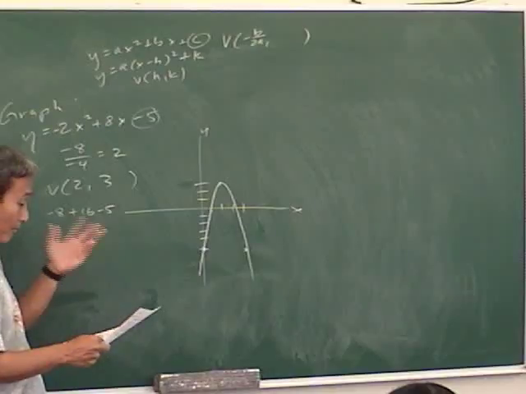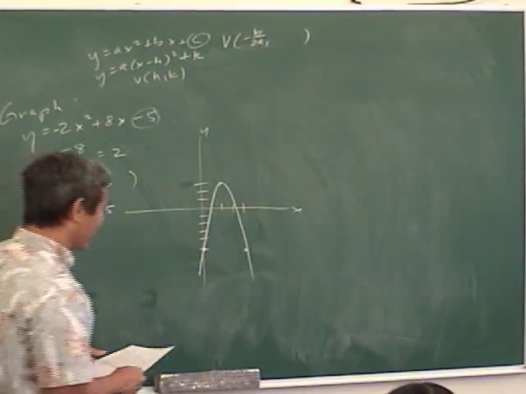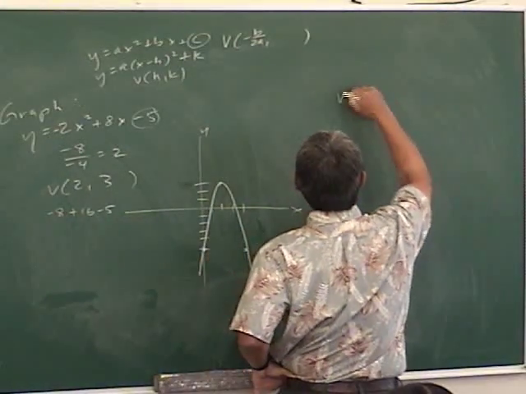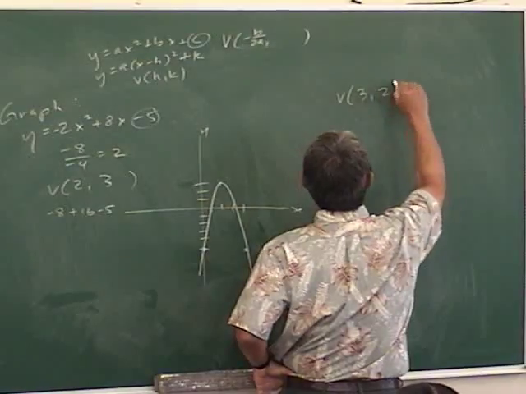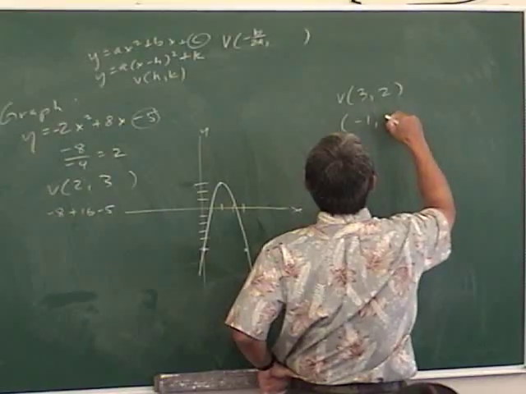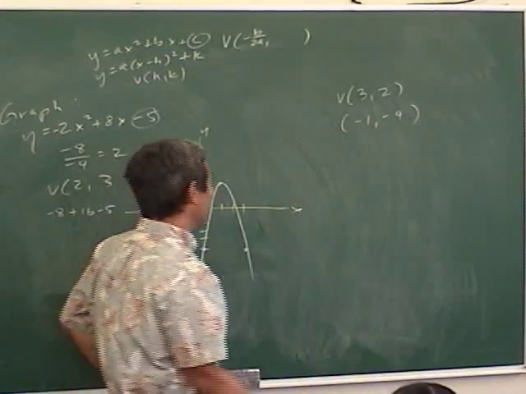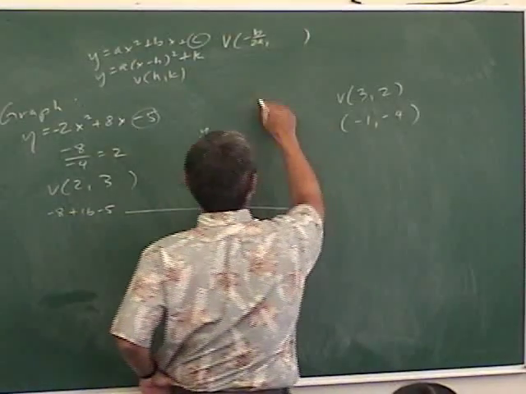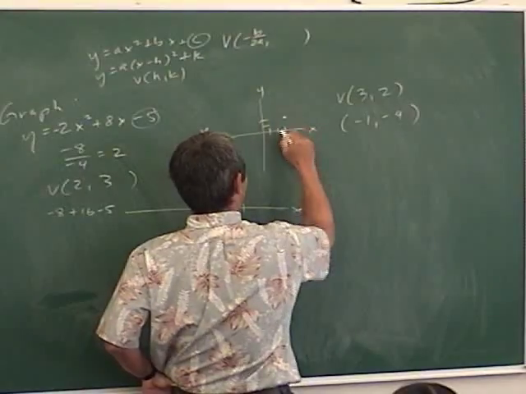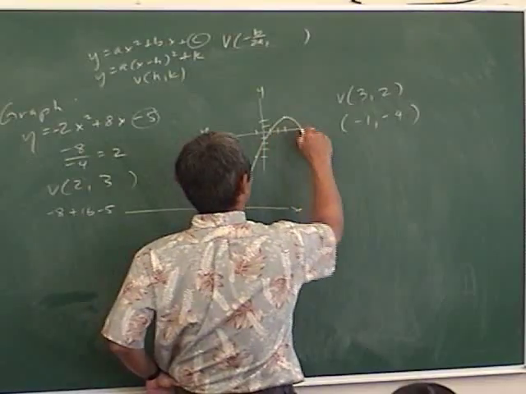Okay, and then pretty much the rest is you have to write an equation of a parabola if I give you some information. Here's a typical problem. Write the equation of a parabola with vertex at 3, 2, and it passes through the point -1, -4. Let's draw a picture. You don't need to draw a picture, but I just want to show you what's going on. The vertex is at 3, 2, and it passes through the point -1, -4. So we want to write the equation of the parabola that looks like that.